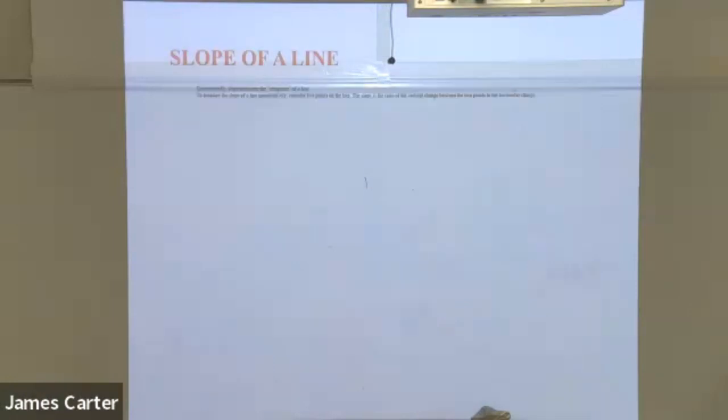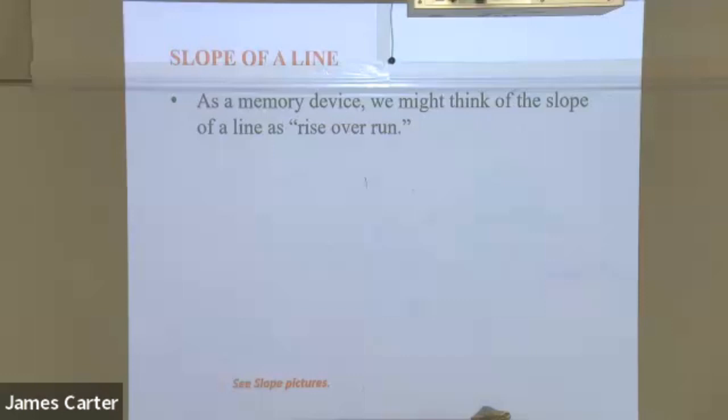Okay, slope of a line. That's kind of hard to read, so let's go to this one. We might think of slope as rise over run. Rise over run. Very important phrase. That means how much it increases in height compared to how much it increases sideways.